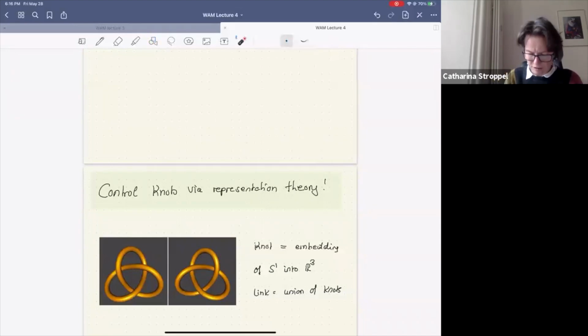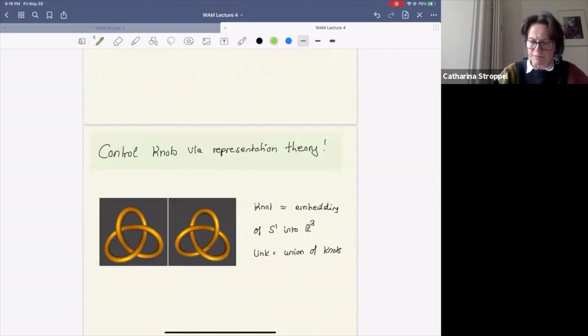So here you see a picture of a knot or two knots. The definition of a knot is just an embedding of S1, so just a circle, into R3. And by a link, I mean a disjoint union of knots.